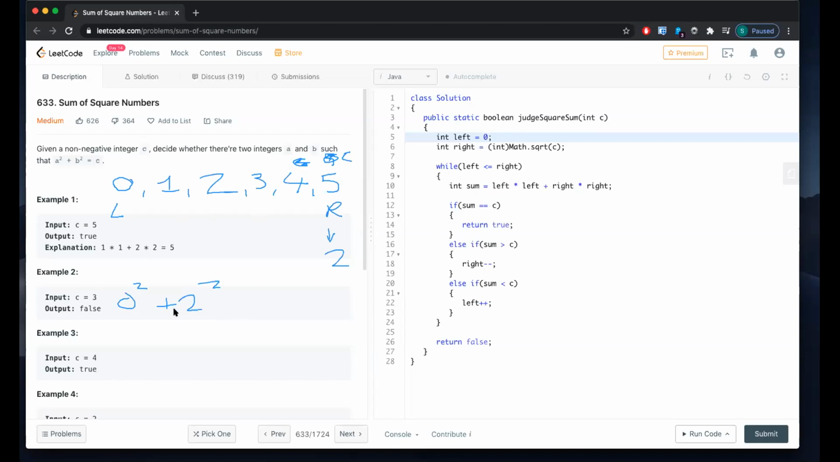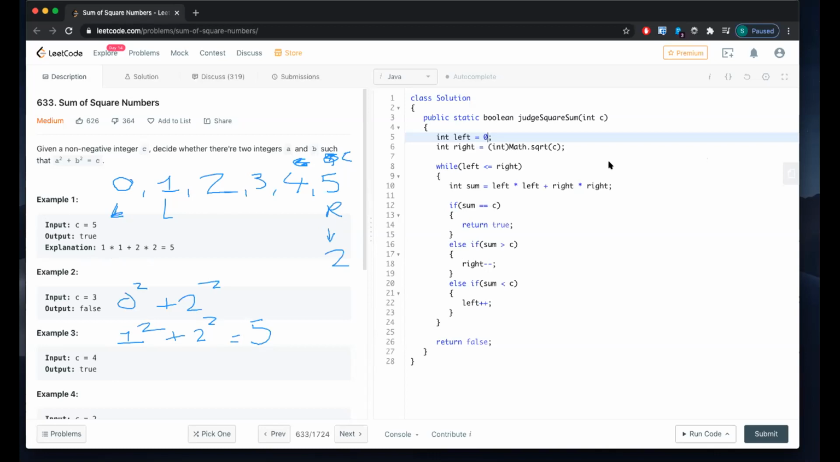Now, if the sum is less than C, we have to increase our left. So my left will go here, and then it goes back to the loop. Then you will get 1 squared plus 2 squared, which is 1 plus 4, I'll get 5, and that's when I know this is what happens in example 1.